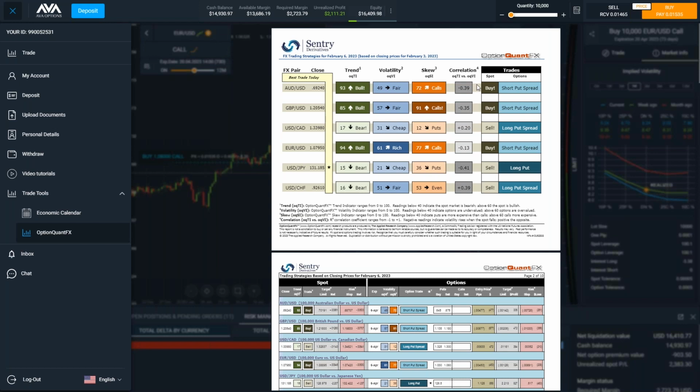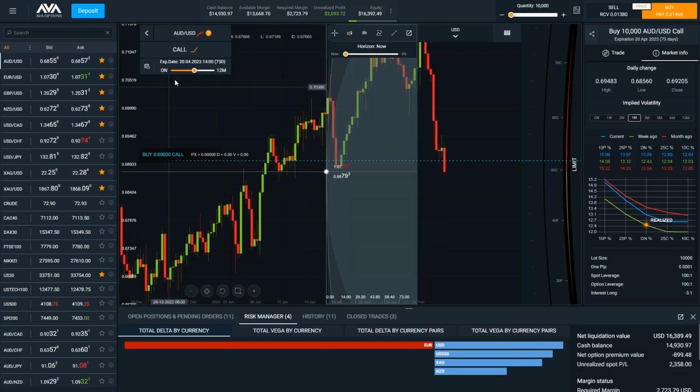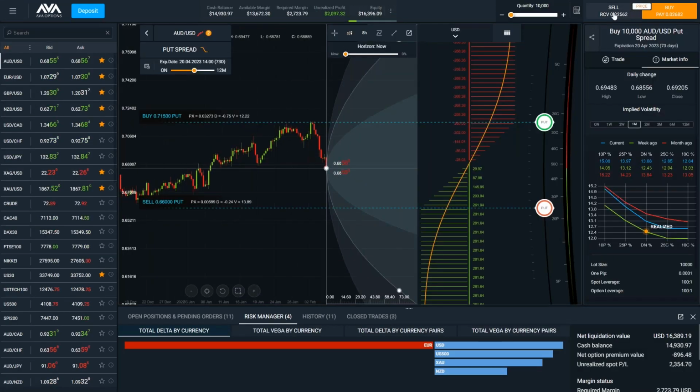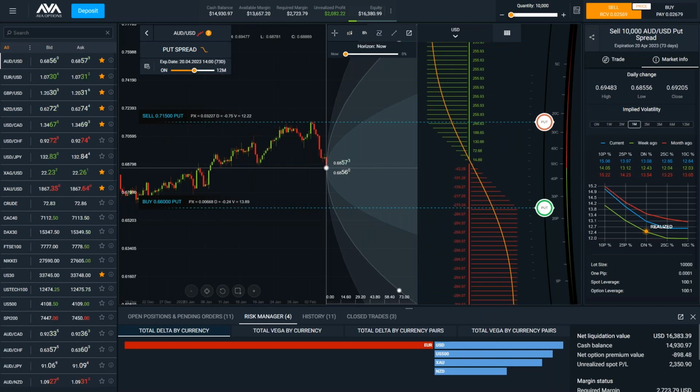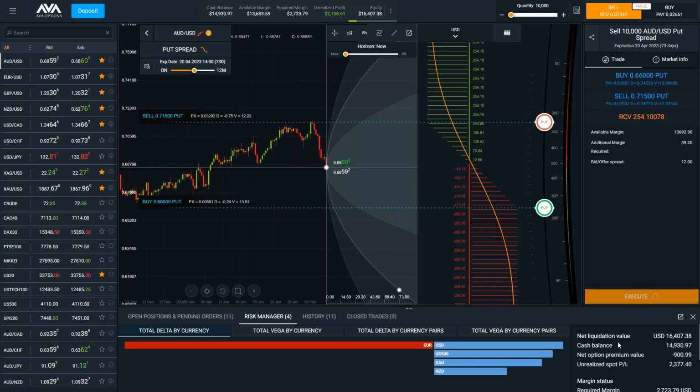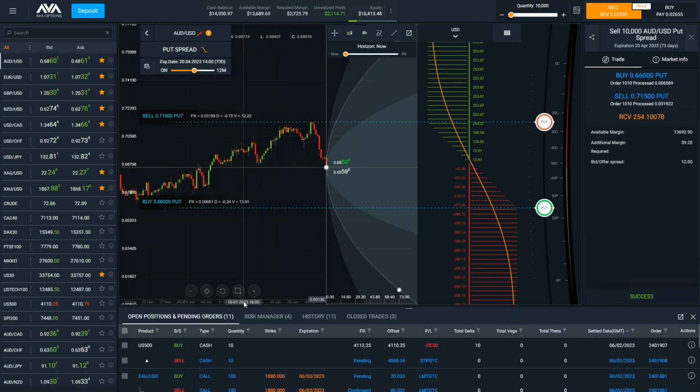For example, here in Aussie dollar, it says buy with an exclamation point, which means there's a strong bullish signal in the underlying asset. And because volatility is fair, it recommends going long through a short put spread. So for example, to do that, I'd go here to trade, Aussie dollar, I would choose a put spread, go short the put spread. That is a bullish trade with limited risk, limited upside, and limited downside. This is the recommended way of executing a bullish trade in Aussie dollar, which you see in the orange line. If I execute this trade, you'll see it in our open positions.